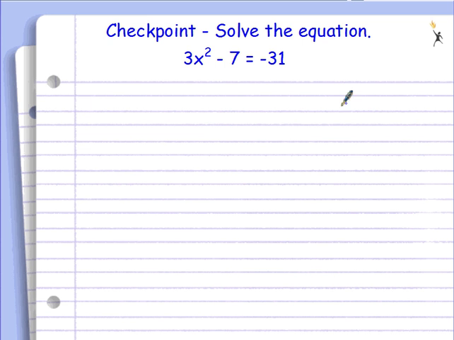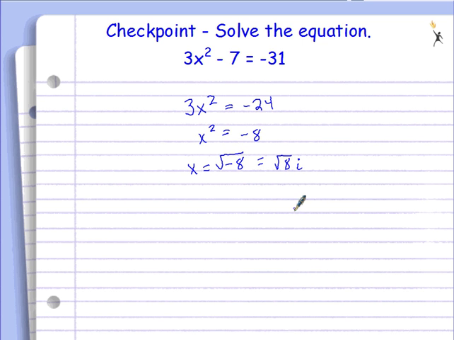Okay? Have a checkpoint here. So I have 3x squared minus 7 equals negative 31. So PEMDAS, or SADMAP rather. So you're going to add 7 first. That'll give you 3x squared equals negative 31 plus 7, which is negative 24. And then to get x by itself, you'll divide by 3. So x squared is equal to negative 8. X is equal to the square root of negative 8, which is the square root of 8i.